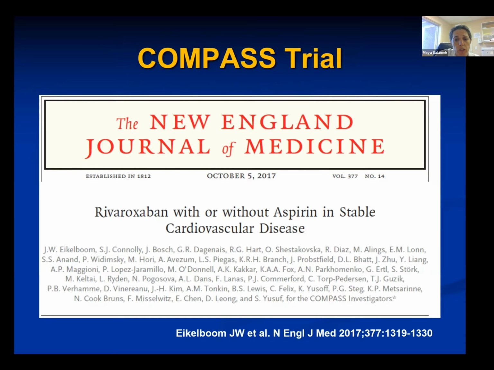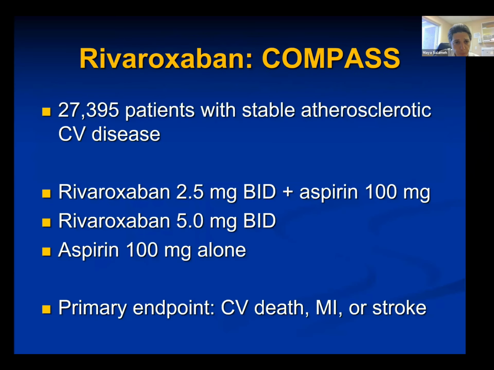This was published in the New England Journal in 2017. It included over 27,000 patients who had stable atherosclerotic disease and randomized them to low-dose rivaroxaban, 2.5 mg BID, plus aspirin, versus rivaroxaban at a higher dose or aspirin alone. And the primary endpoint for COMPASS was a composite of cardiovascular death, MI, or stroke.